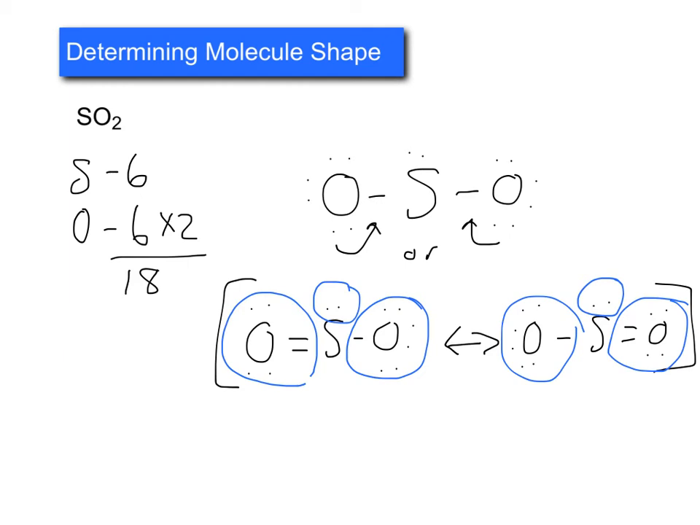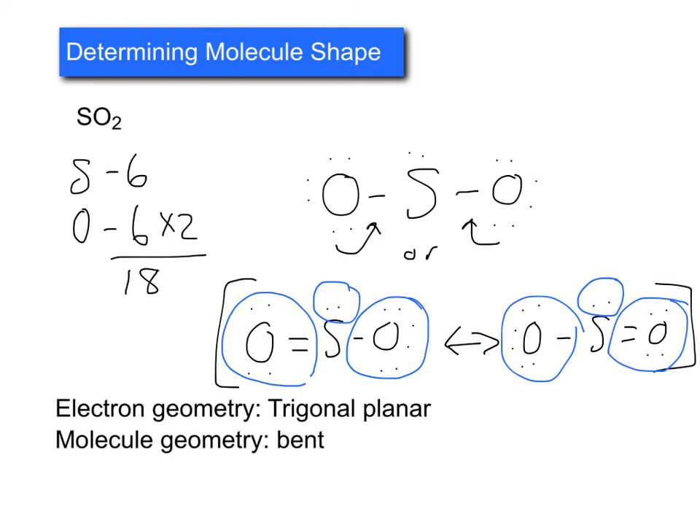So in both cases, we have 3 electron groups, which means our electron geometry is going to be trigonal planar. And what that tells us is that the angle between these oxygen-sulfur-oxygen bonds is going to be 120 degrees. But we can't see that lone non-bonded pair on top of the sulfur, and so the geometry for the molecule is going to be bent. So we have a bent molecule with an angle of approximately 120 degrees.